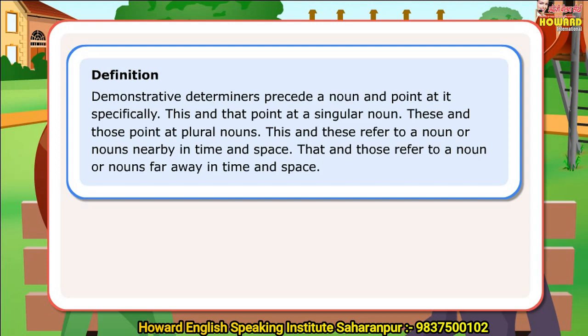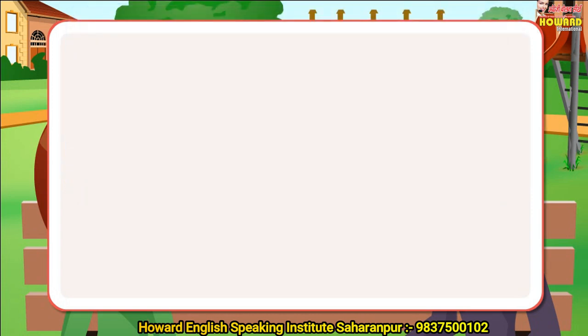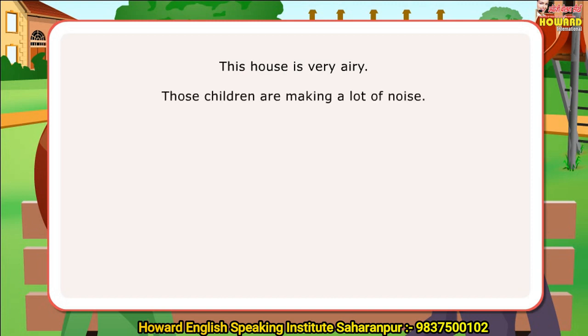This and these refer to a noun or nouns nearby in time and space. That and those refer to a noun or nouns far away in time and space. Let us look at a few sentences. This house is very airy. Those children are making a lot of noise. That girl has stopped her class.